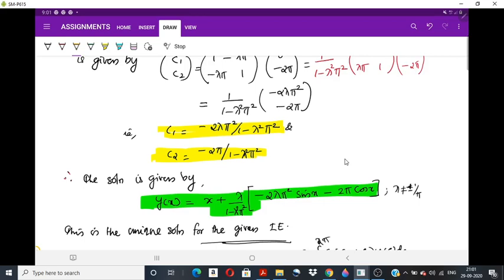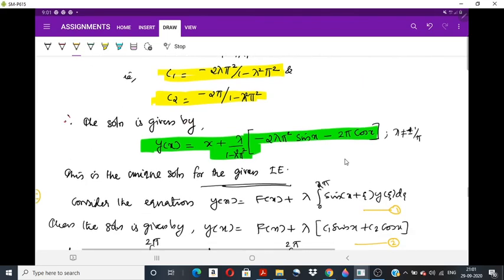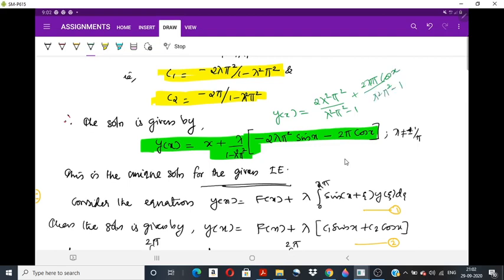Then the remaining in C1 is minus lambda 2 lambda pi square sin x minus 2 pi cos x, or this can also be somewhat rearranged as y of x is equal to, for sin x we can write it as 2 lambda square pi square by lambda square pi square minus 1, plus 2 lambda pi cos x by lambda square pi square minus 1, plus x, or we can write it this way also, or remain as such.